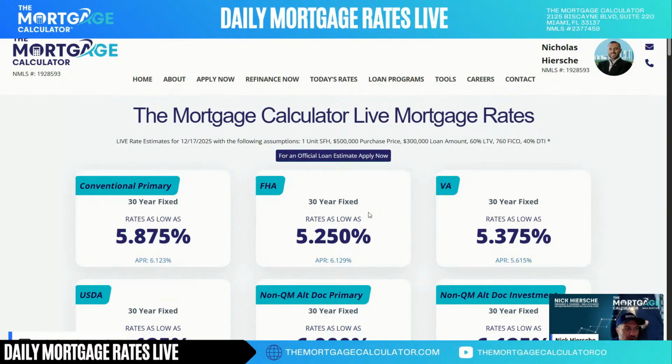We're going to be comparing our conventional to FHA. You hear me talk about this every day in our first two examples, but we're going to go over the actual reason why we would want to use one versus the other.